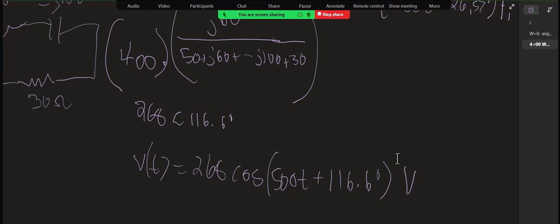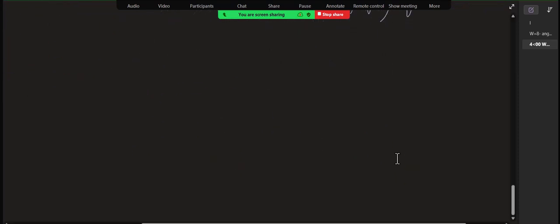Yes? I'm a little bit confused on how the voltage is 400. How the voltage is 400. Okay, so let's say that we had a DC circuit.